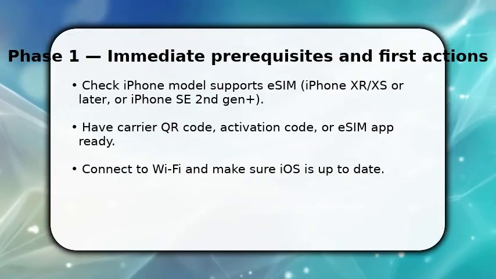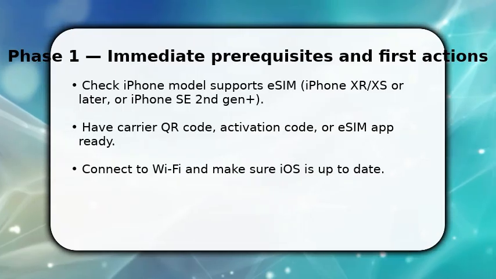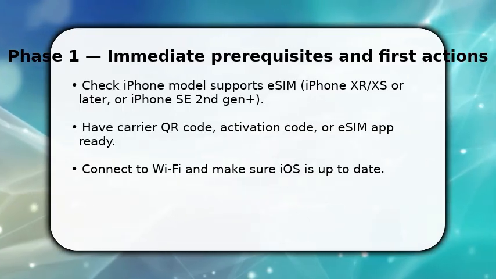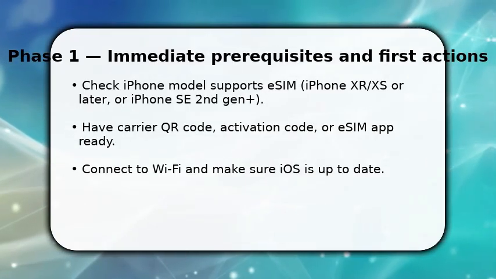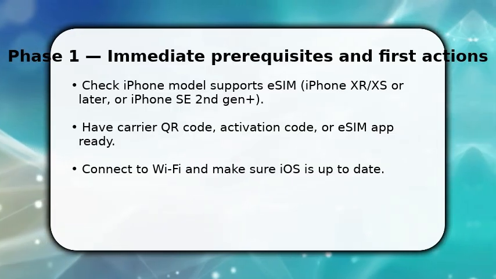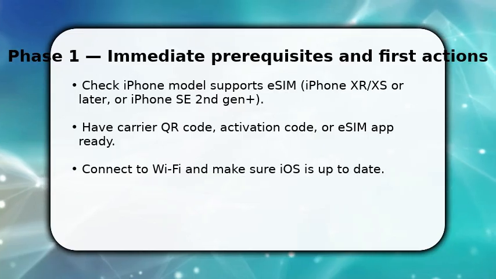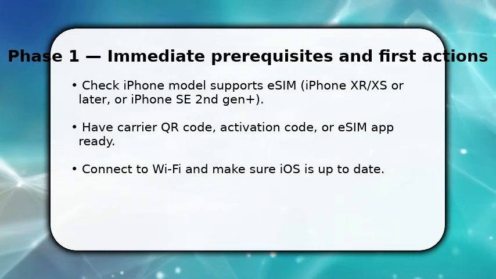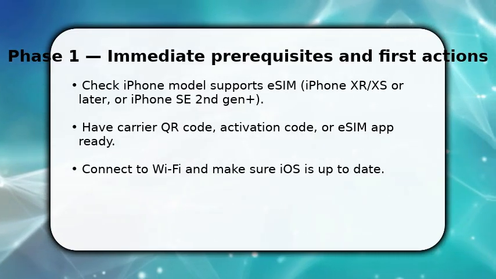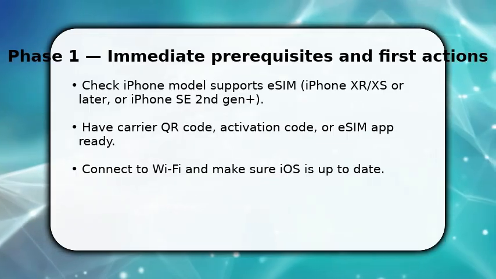You start by confirming your iPhone supports eSIM and that iOS is current. This avoids later compatibility issues. Next, get the carrier details, QR code, activation code, or carrier app, because you'll need them immediately. Connect to a stable Wi-Fi network to download the profile without interruptions.